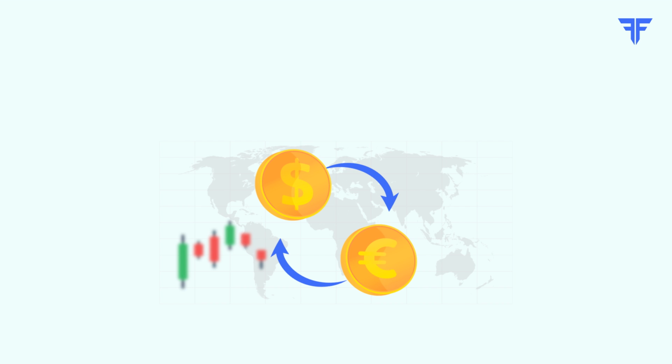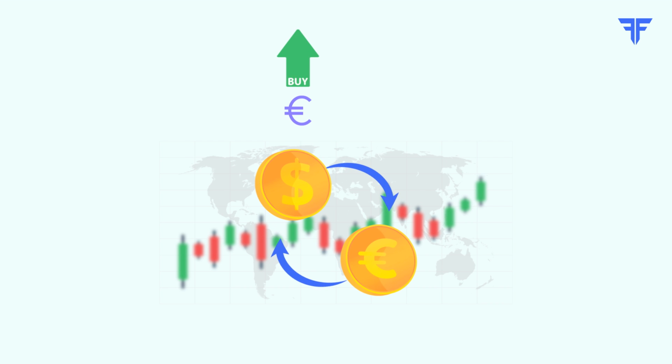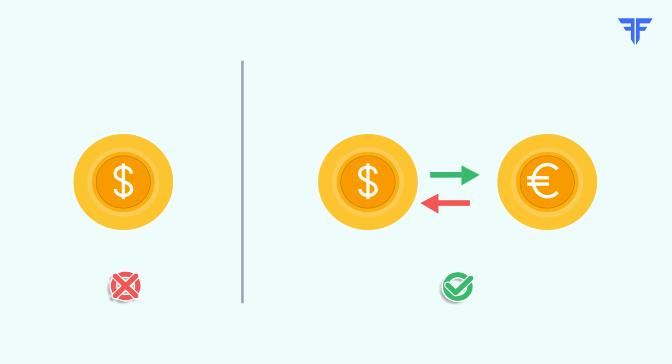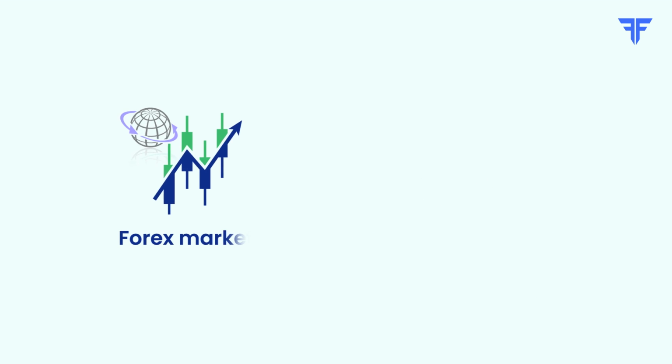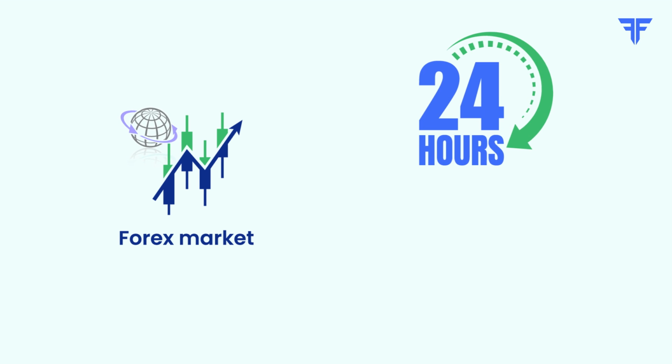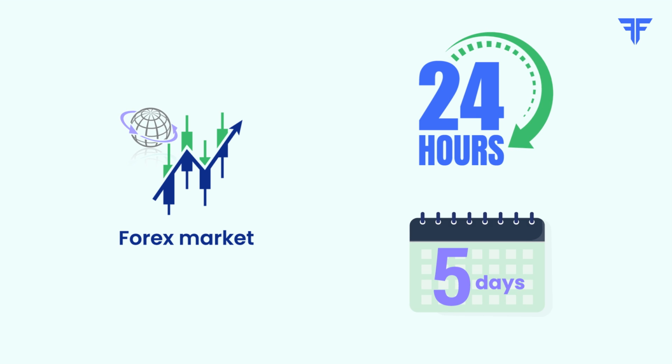One thing to remember is that currencies are always traded in pairs. For instance, one could be buying euros by selling dollars. A currency is never expressed in isolation, but rather in pairs. Forex market is open virtually 24 hours a day for 5 days a week.